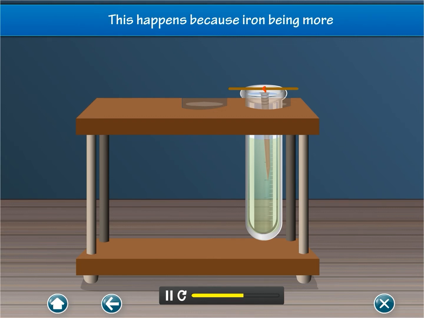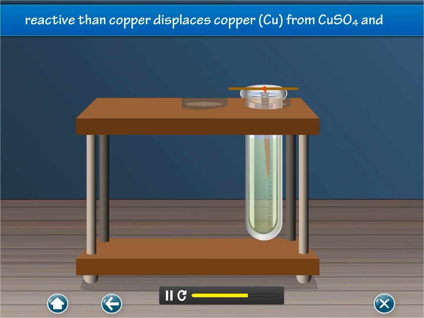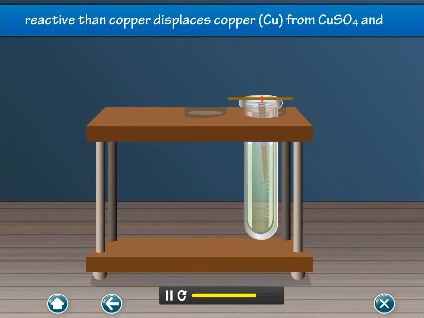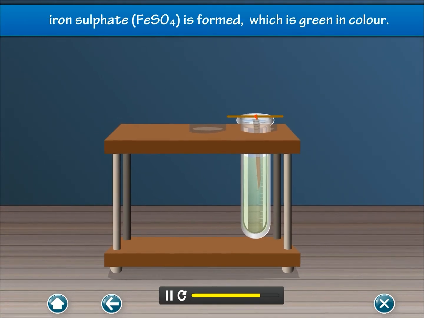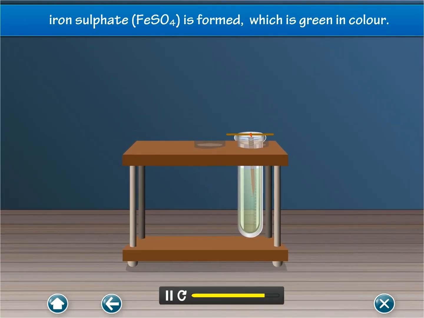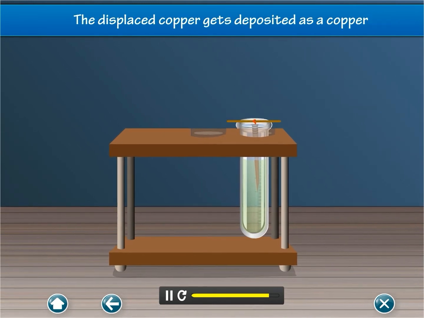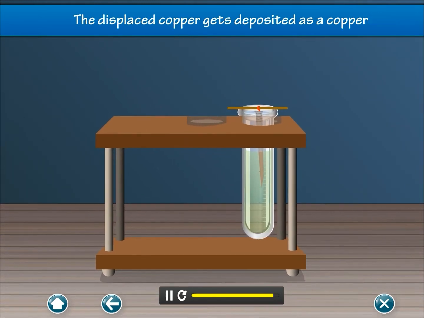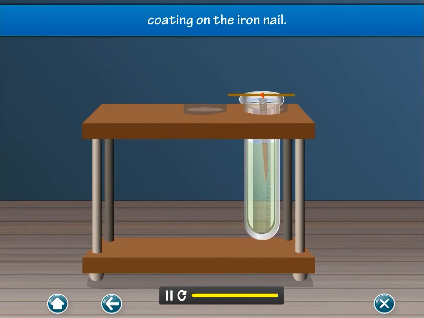This happens because iron, being more reactive than copper, displaces copper, Cu, from CuSO4 and iron sulfate, FeSO4, is formed, which is green in color. The displaced copper gets deposited as a copper coating on the iron nail.